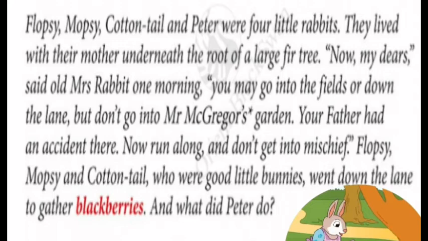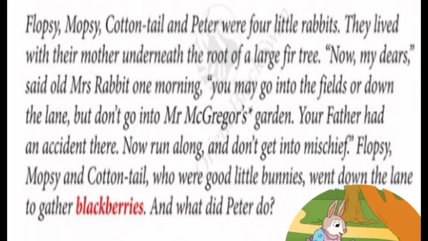In the beginning of the story, we can see the four main characters and they are little rabbits. What is their name? Flopsy, Mopsy, Cottontail and Peter. They were very little rabbits and they are living with their mother under the root of a large fir tree. One day, a mother rabbit is warning them. "You may go into the field or you can walk on the lane, but don't ever try to get into Mr. McGregor's garden."